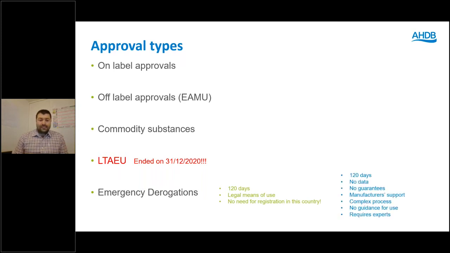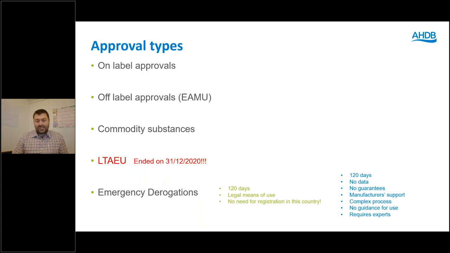The drawback of the emergency derogation is that it's only for 120 days. And again, it's not covered by any data, any information. There are no guarantees made at all. And we do require manufacturer support. And as a small industry ourselves, that's not always there. To have manufacturer support, we really need to work very closely together, which is something that AHDB is doing on our behalf.